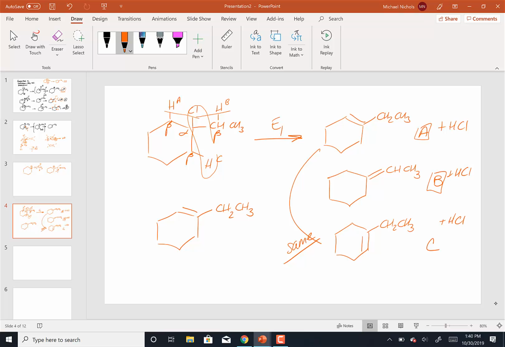A and B, or, to not cause confusion, D means that both would be the major product of the reaction. So which one's the major product? A, B, or both? Both would be D. Just to not have to worry about what C means. Okay?